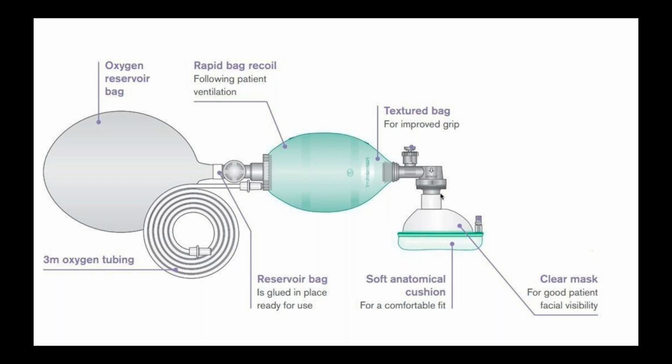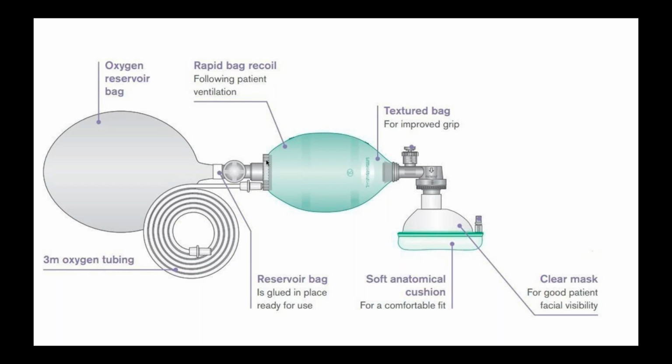Here, this is the patient end. This end is fixed either onto this mask or onto the endotracheal tube. Inside this area, there is a one-way valve. This one-way valve ensures that when you press this, the air goes inside, but when you release this, the air does not go back into the bag. The exhaled air does not go back into the bag.